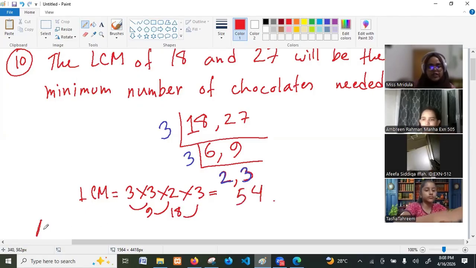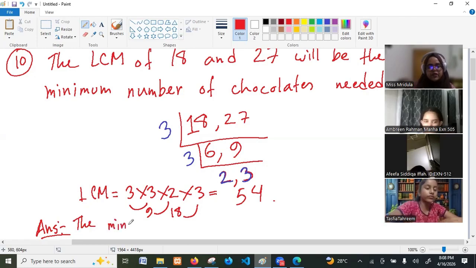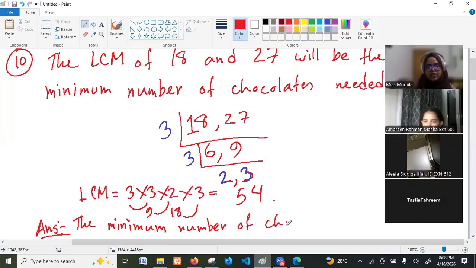Okay, so we can directly go to the answer line. I also got the same answer by using 9, which means we are both right. So the minimum number of chocolates is 54. Or you can write minimum 54 chocolates are needed. Okay, you can make it on your own.